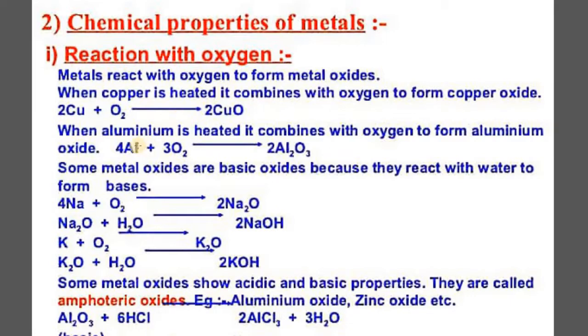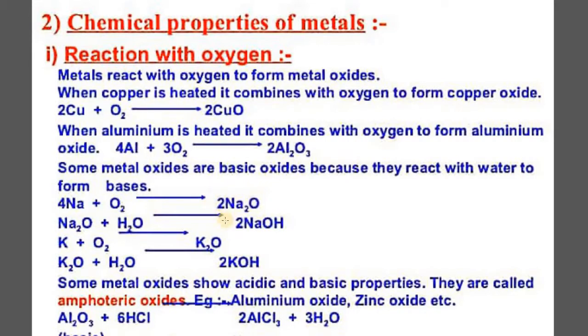On getting heated, it forms a black colored oxide called copper oxide. Similarly, when we heat aluminium, it combines with oxygen to form aluminium oxide with the formula Al2O3. Some metal oxides are basic in nature because they react with water to form bases. Let us take one example first. Sodium is one of the very highly reactive metals, and it reacts with oxygen even at room temperature. So when it reacts with oxygen, it forms sodium oxide.